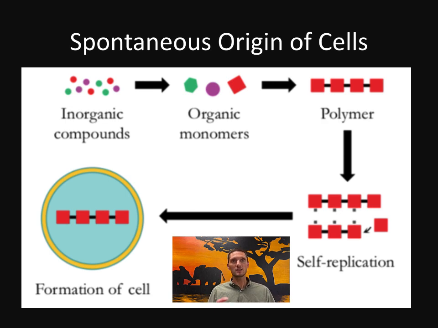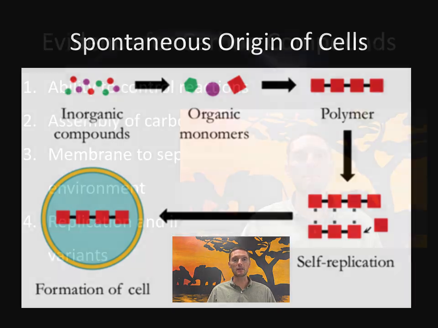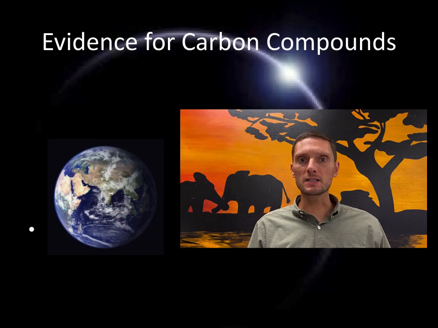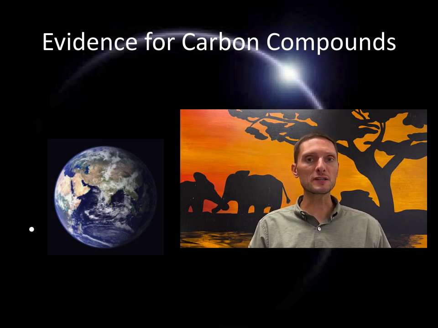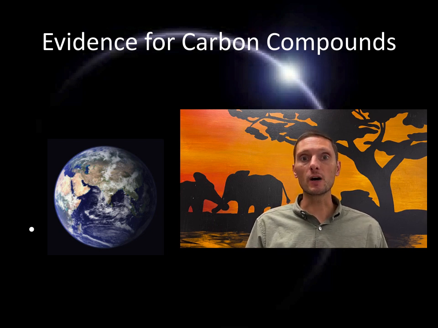And again, these are the understandings that we have currently based off of the evidence, but this is still really unknown, and we're still trying to discover and answer some of these questions of how cells could spontaneously develop. So we know that these carbon compounds are essential for the formation of life. How then do we know that these carbon compounds could have developed?